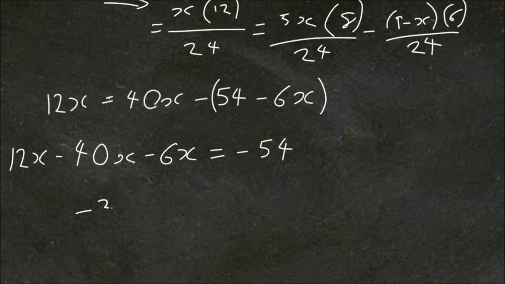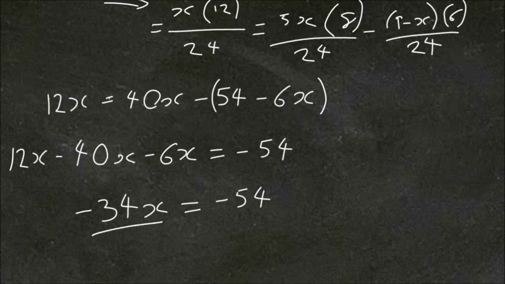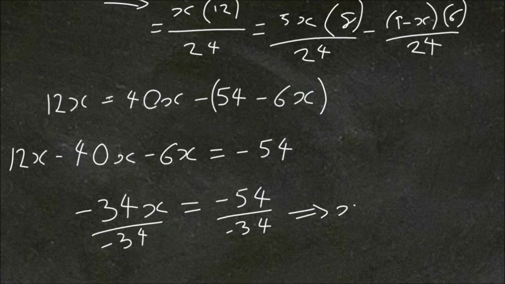Is negative 34x equals negative 54. Divide both sides by negative 34. And you get, if you put this into a calculator, x equals 27 over 17.